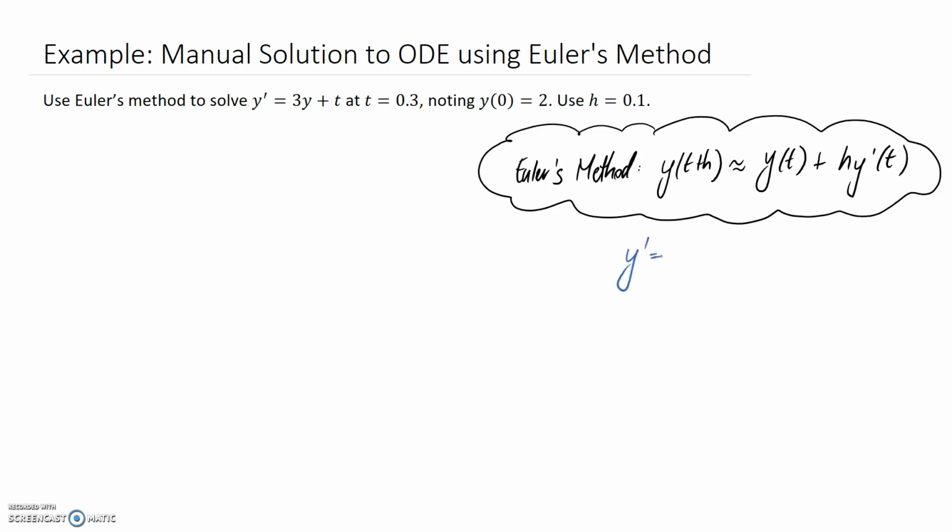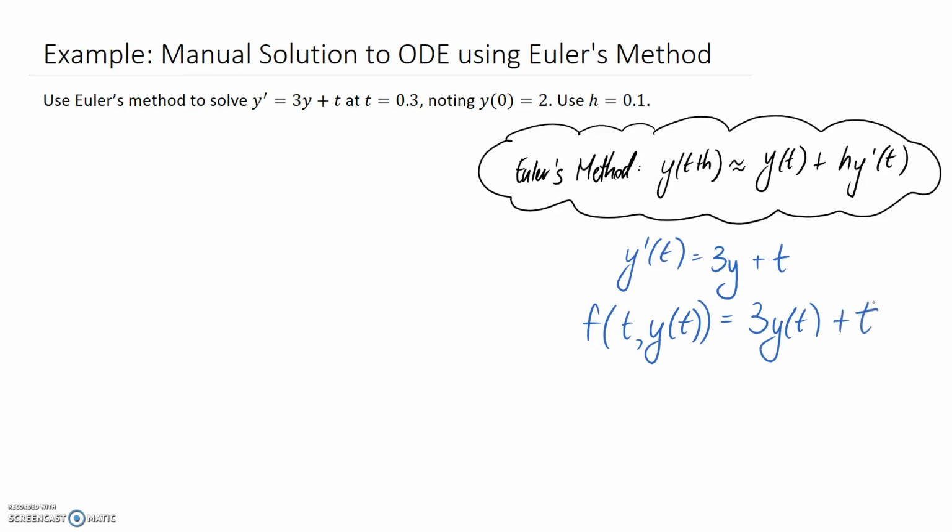So if y dash of t is equal to 3y plus t, rather than writing it this way, what we can do is say that this is the same as being a function of both the time and the y value at that point in time. So I can then write this as 3 times y as a function of the time plus the time. This is just going to help us prevent getting confused as to what time we're actually referring to in the equation, because we're going to end up with some future times and some previous times appearing.